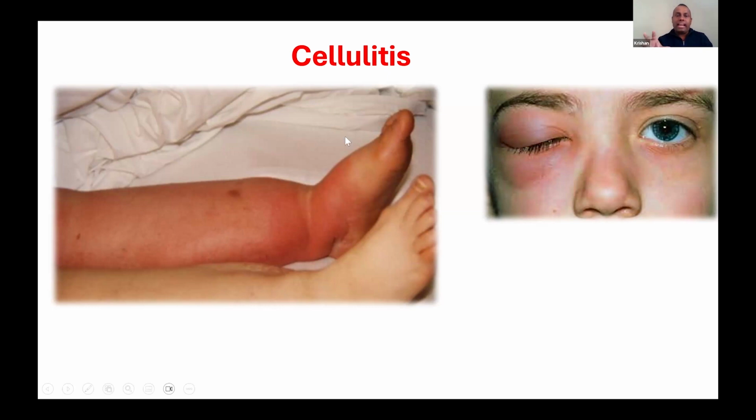Are you going to start these antibiotics orally or intravenously? Intravenous, right? This is a very severe condition. You don't give oral. Penetration might not be that good, right? Then what do you do?